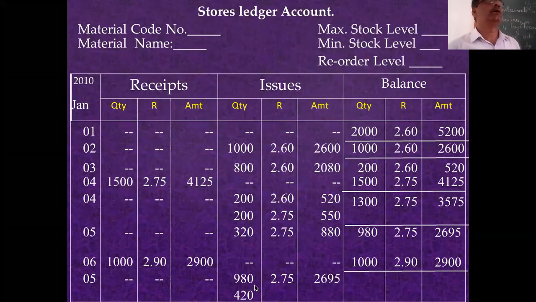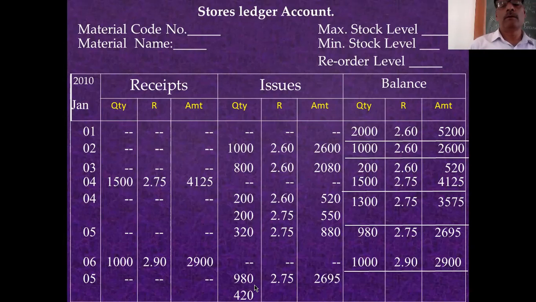420. 420 units you have to issue. From which lot? Second lot. Second lot rate is 2.90. 420 into 2.9 is 1,218. Clear? Then what is the balance?